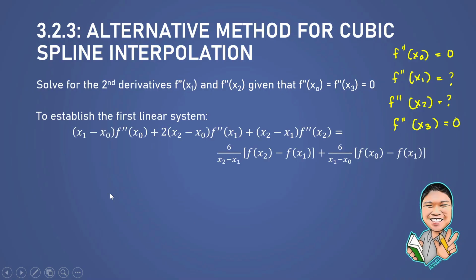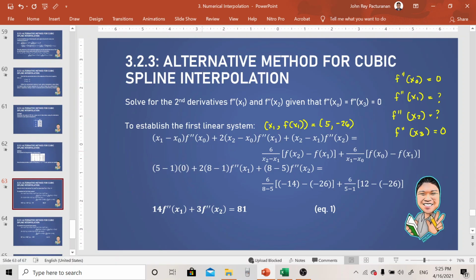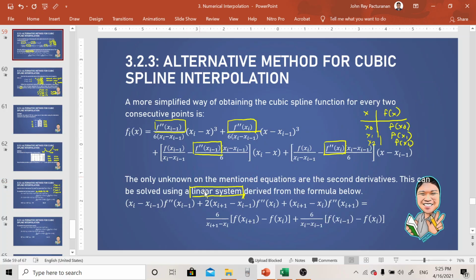So, paano natin ie-establish yung unang linear system? Ang gagamitin natin dito, class, na point is yung x sub 1, y sub 1, or x sub 1, f of x sub 1, which is 5, negative 26, di ba? So, ito yung ating unang point dyan. And kung titingnan natin, wait lang balikan ko siya. So, x sub 1 minus x sub 0. So, in that case, so, ito yung formula natin.